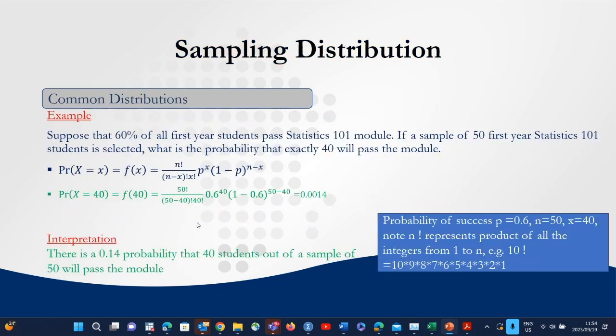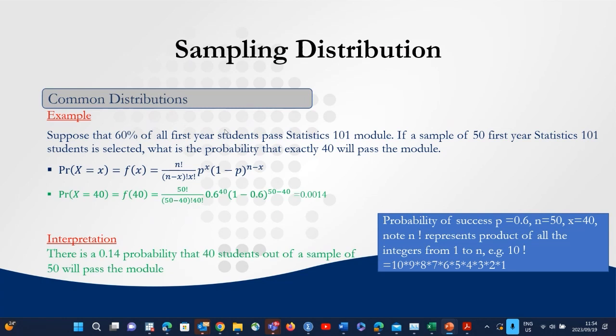So this is an example. Suppose that 60% of all first-year students pass this module. This is what we know. If we sample 50 first-year students, n is 50. What is the probability that exactly 40 students will pass? Here, success is a pass. So we want the probability that 40 will pass. The probability of passing is 60%, 0.6.